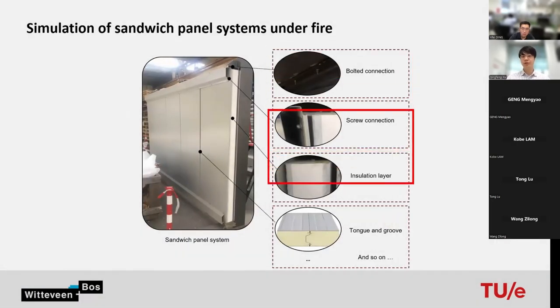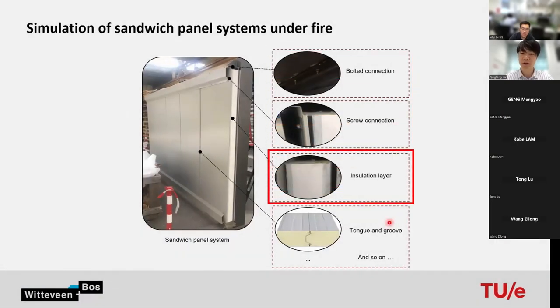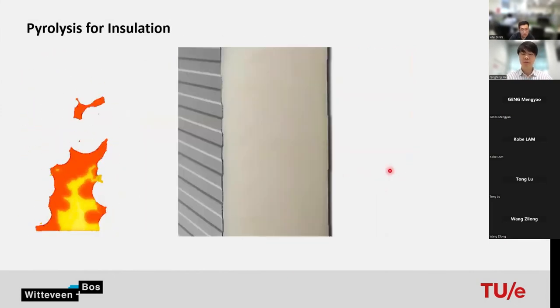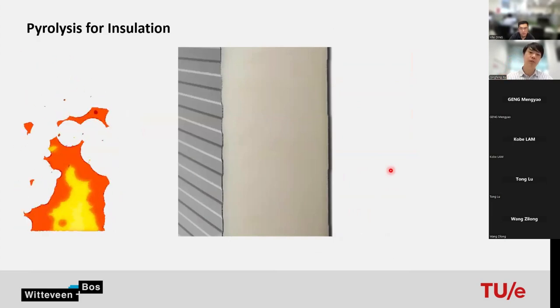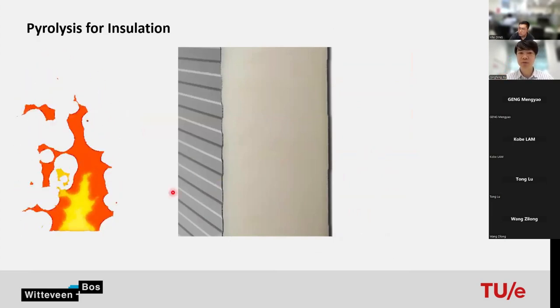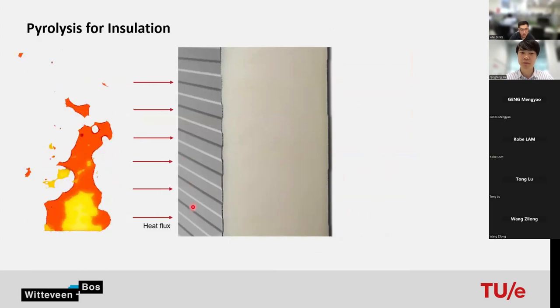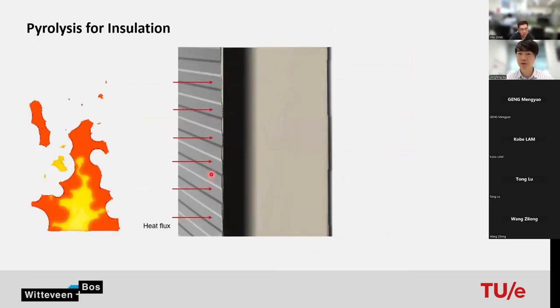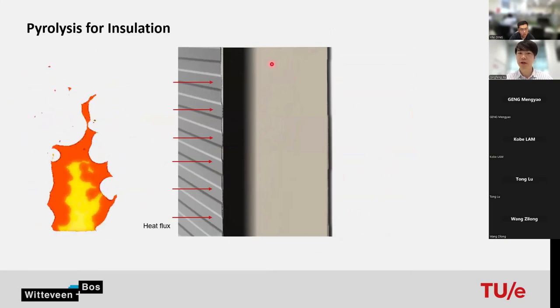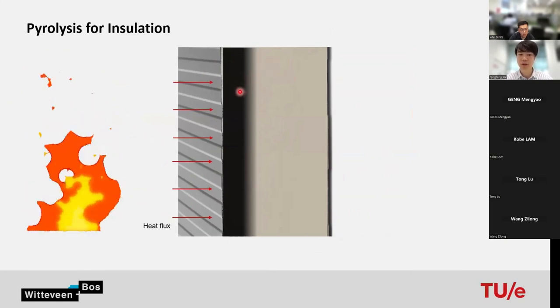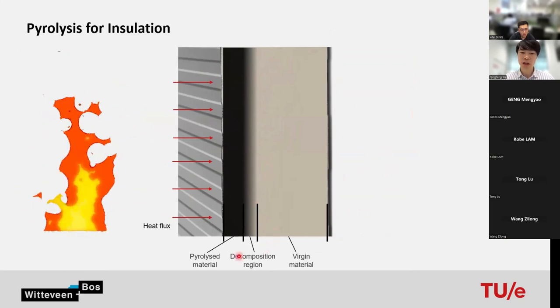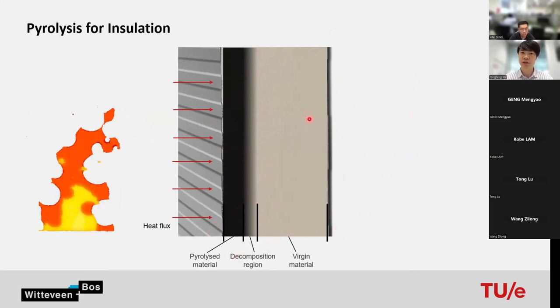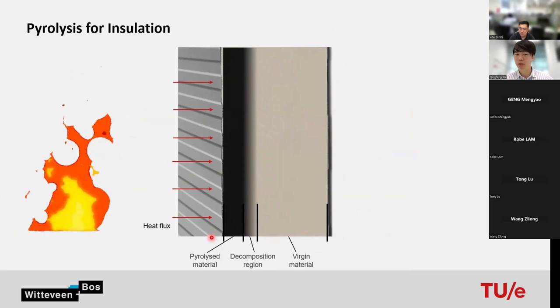So let's move to the third topic of my PhD, which is about the insulation layer. When the sandwich panel is exposed to fire, it will not burn like wood. The fire will introduce a lot of heat flux on top of the sandwich panel, and as a consequence, this insulation layer will gradually decompose. We can divide the fire-exposed insulation into three regions.